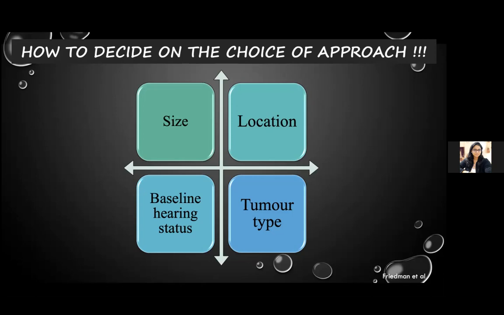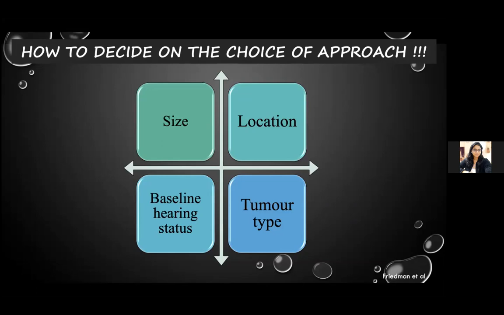But if the tumor is too medial in the cerebellopontine angle, and it is not coming into the intracanalicular area, and the hearing of the patient is good, then we can choose a retrosigmoid approach. So that's what it says about the size of the tumor. But if the size of the tumor is very large, more than 2 centimeters, then irrespective of the hearing status of the patient, we might have to choose a translabyrinthine approach. Whatever we do, we will not be able to preserve the hearing of the patient. So that is the size, location and baseline hearing status.